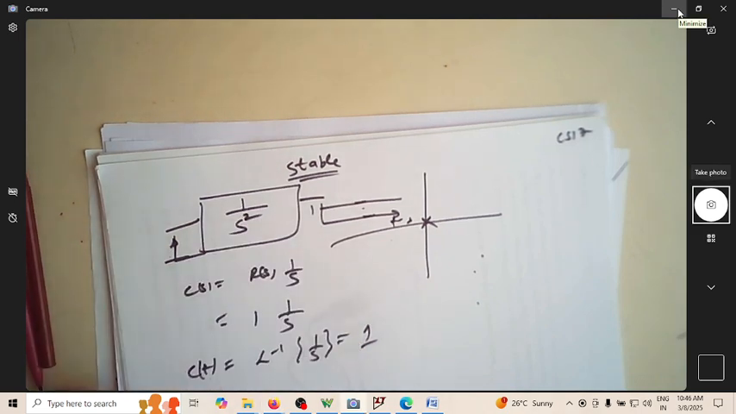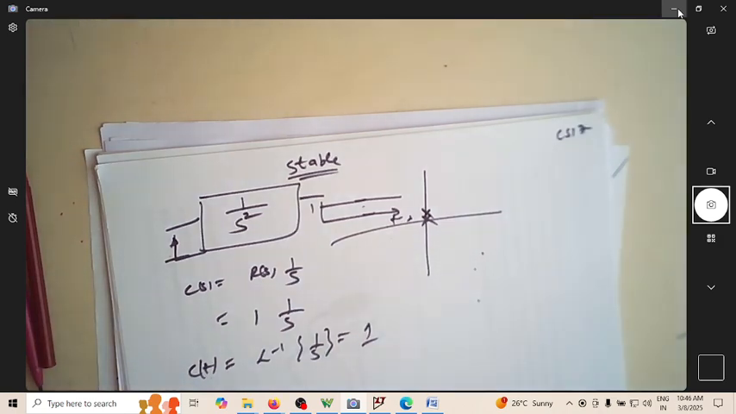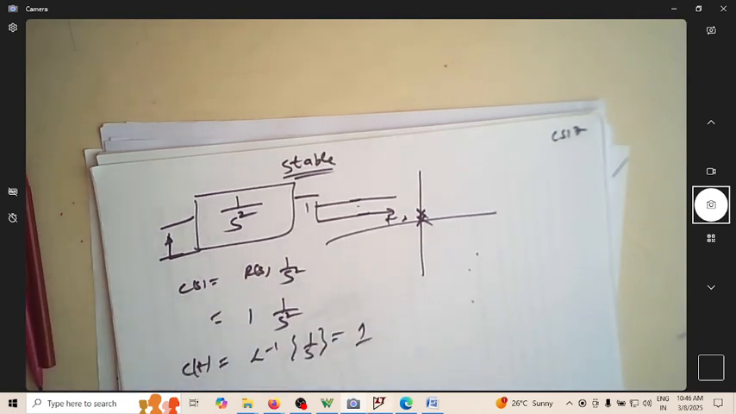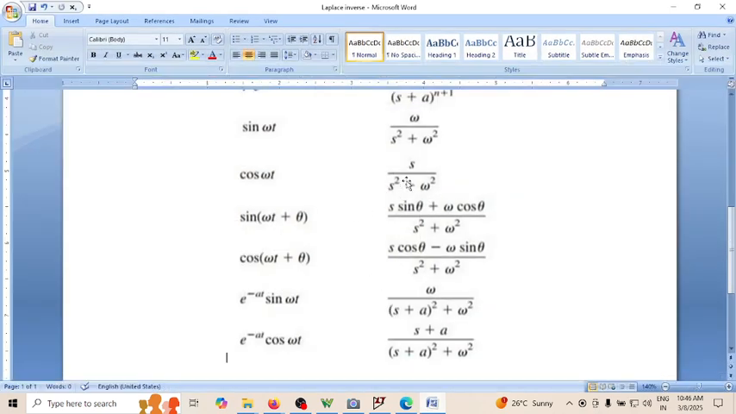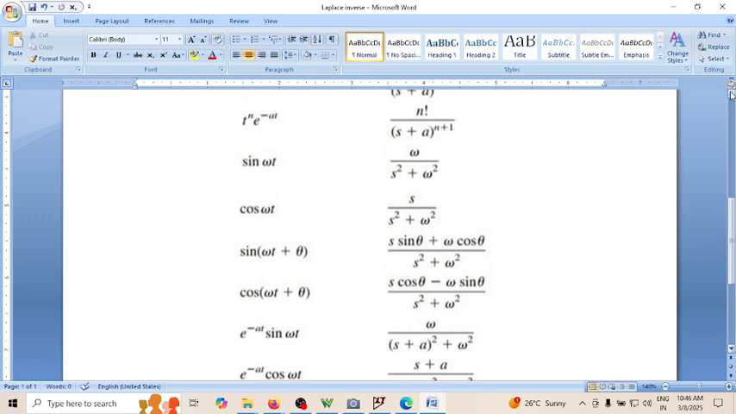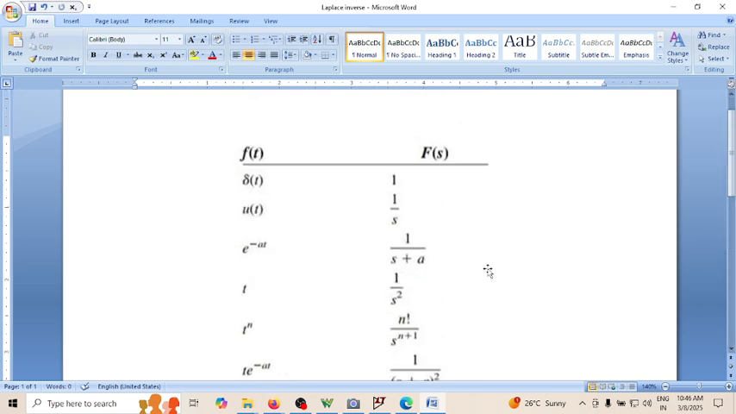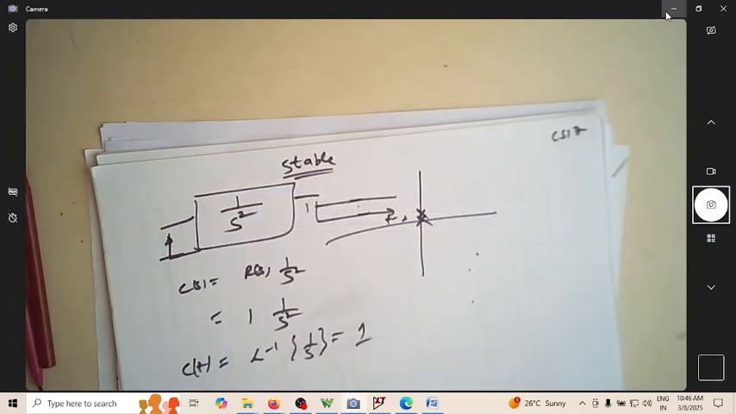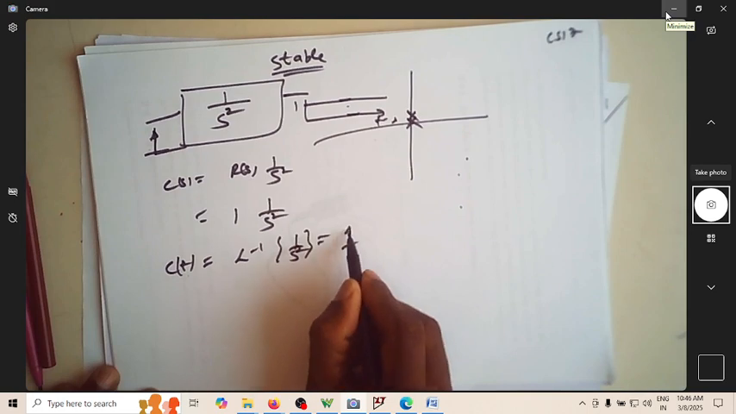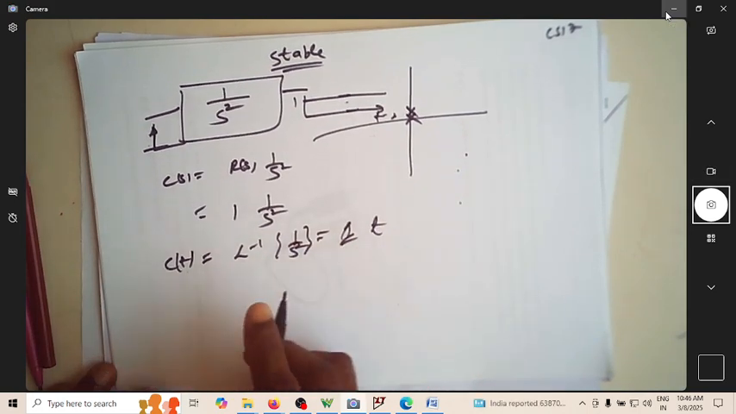Now, if it is this, you are having repeated poles. If it is repeated poles, shall I write it as 1 over s square. What is the Laplace inverse of 1 over s square? Just go back here. See here. Can you see this? This is 1 over s square. This is the Laplace of t. What is the Laplace inverse of 1 over s square? It is t.